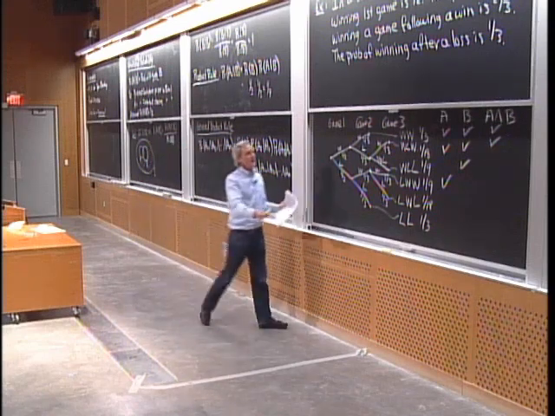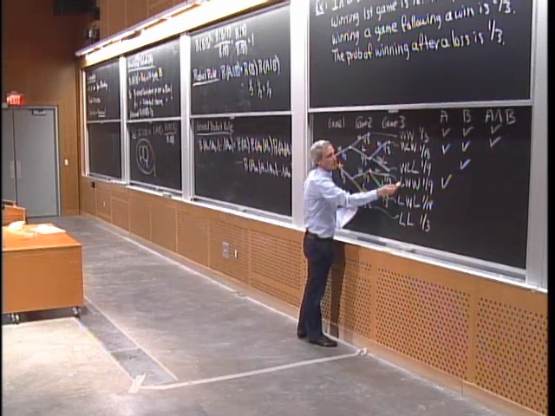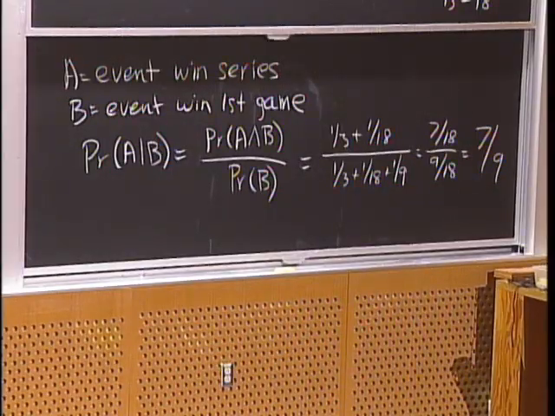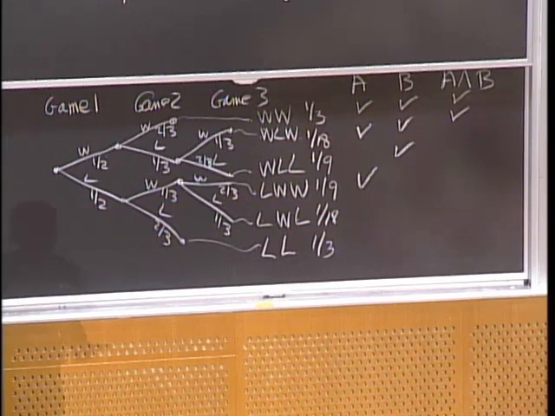1/3. Because what you would do is add up these 4 sample points. And it's the opposite of these 2. So it's a 2/3 chance of 2 games, a 1/3 chance of 3 games. So it's not likely to go 3 games.